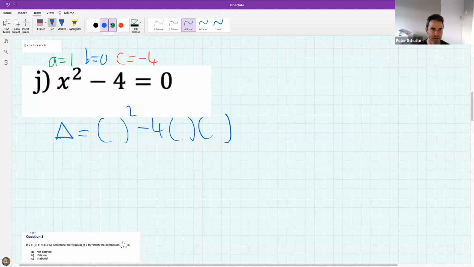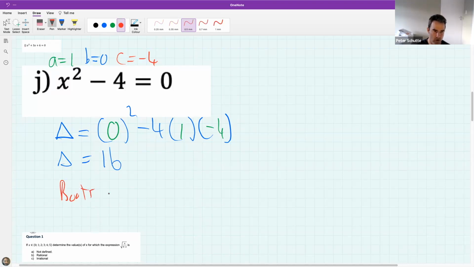B doesn't exist, so B is 0, yes. And this would be 1, and this would be minus 4. So delta would be 16. So what are the roots?